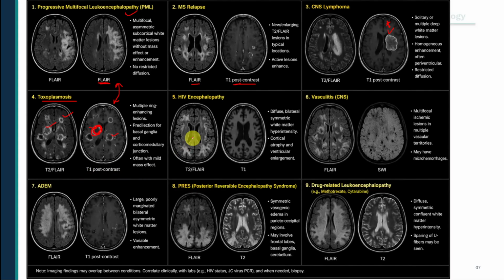HIV encephalopathy produces a more diffuse and symmetric picture. Instead of focal asymmetric lesions, there is bilateral symmetric white matter T2 or flare hyperintensity, often with cerebral atrophy and ventricular enlargement.